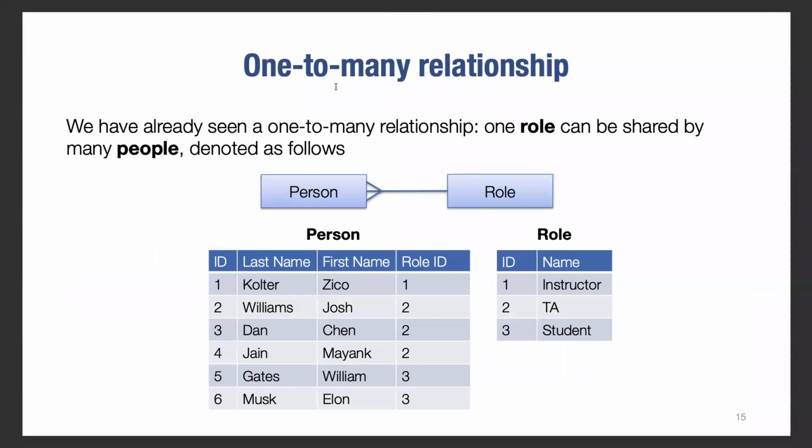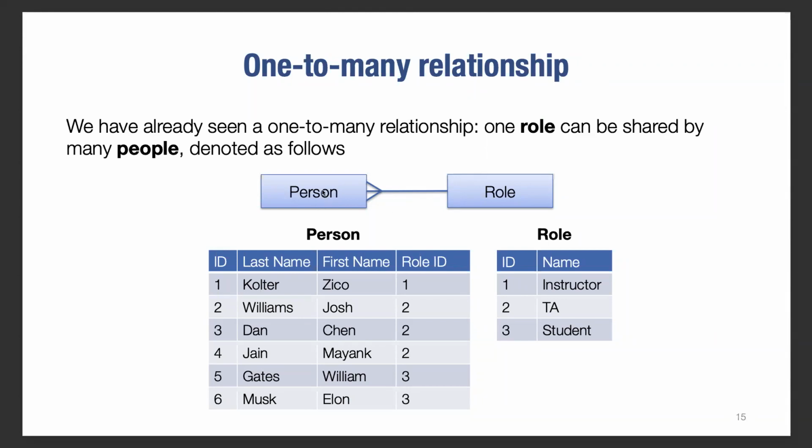So the one-to-many relationship, what this means is one entity could have many relationships. One entity, or many people in one entity, can have just one of the other entity. So think of it like this.